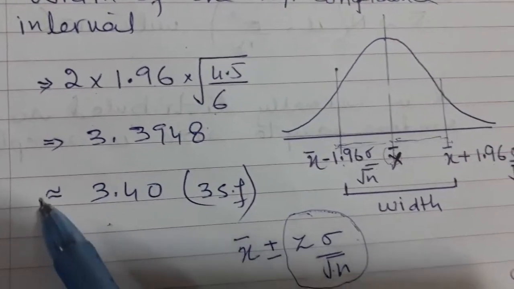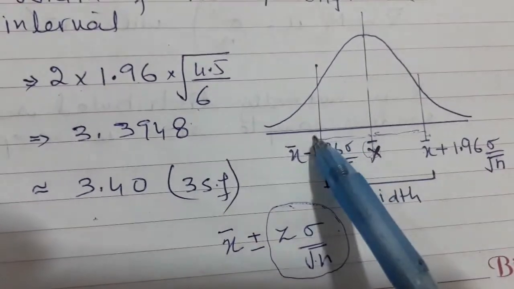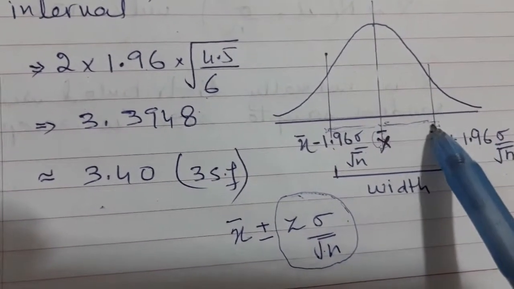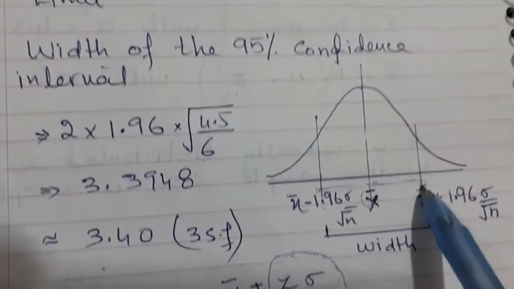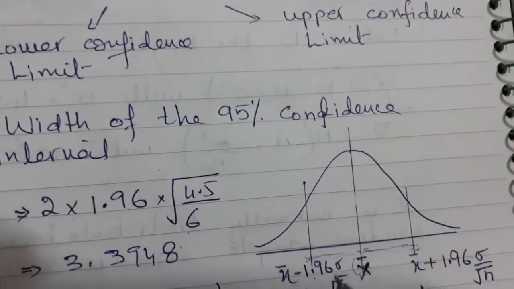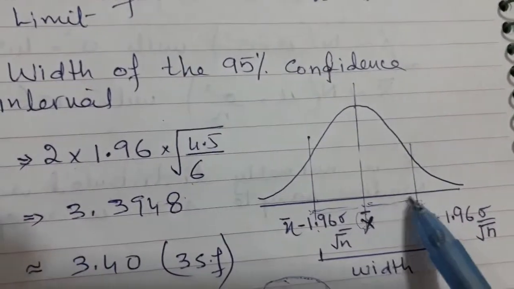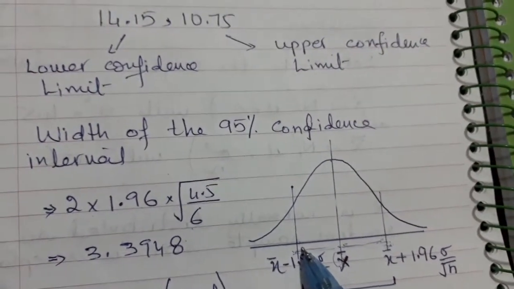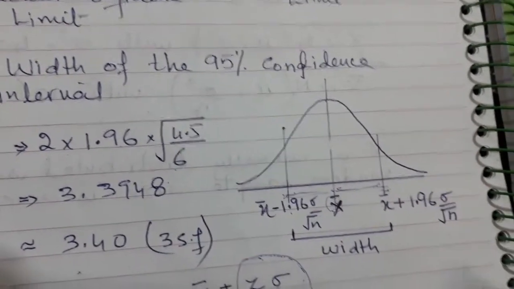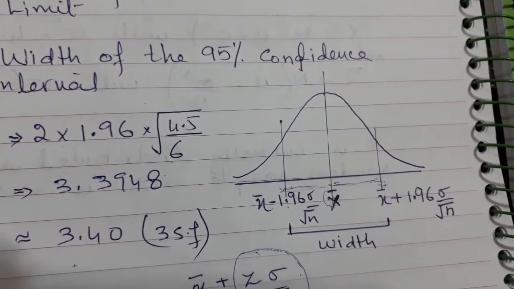So I think a while ago, just by mistake, because of a slip of tongue, I said these two values you will add up. No, you will subtract these two values to get the width. So we got in the previous answer this value as 14.15 and this value here as 10.75. So if you subtract these two values, 14.15 and 10.75, you will get the same answer. So this is how you calculate the width of the confidence interval.